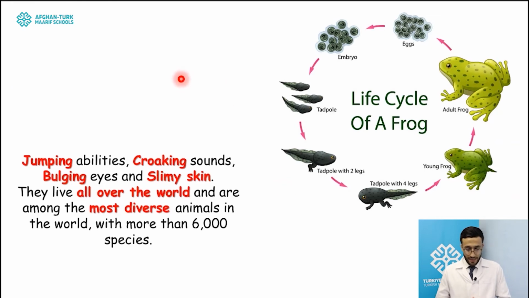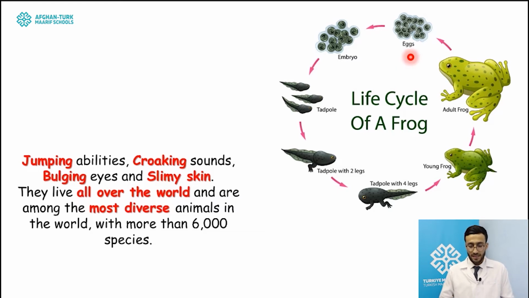In order to have a deep look at the life cycle of a frog, we should first know the frog itself. Frogs are animals most familiar for their jumping abilities, croaking sounds, bulging eyes, and slimy skin. They live all over the world and are among the most diverse animals, with more than 6,000 species.